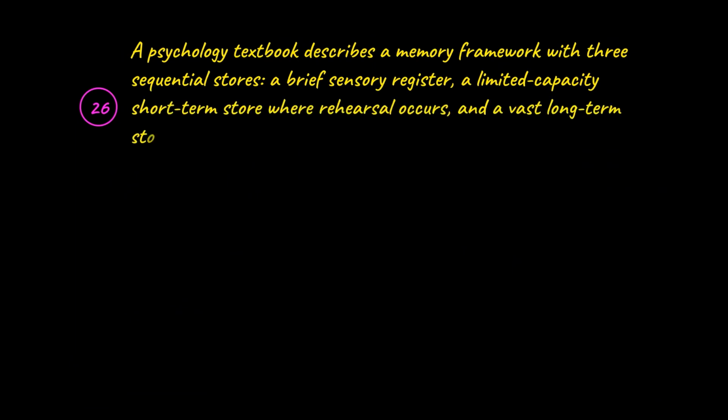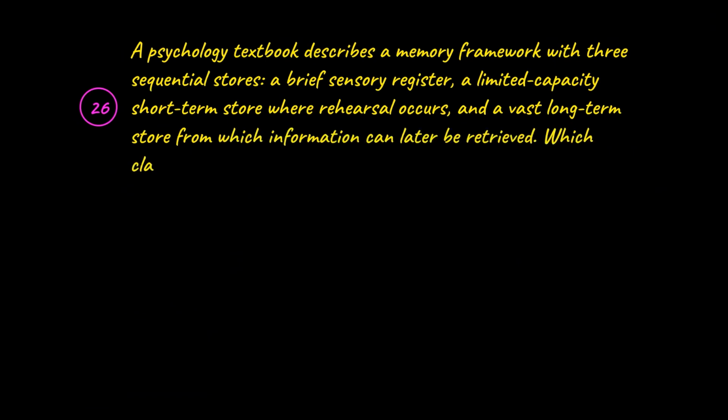Question 28. A psychology textbook describes a memory framework with three sequential stores: a brief sensory register, a limited capacity short-term store where rehearsal occurs, and a vast long-term store from which information can later be retrieved. Which classic model is being summarized?